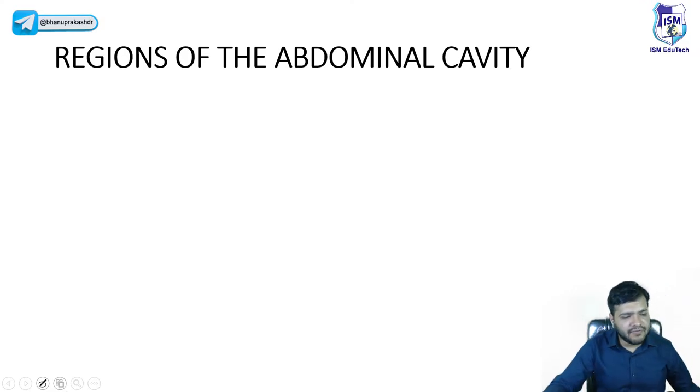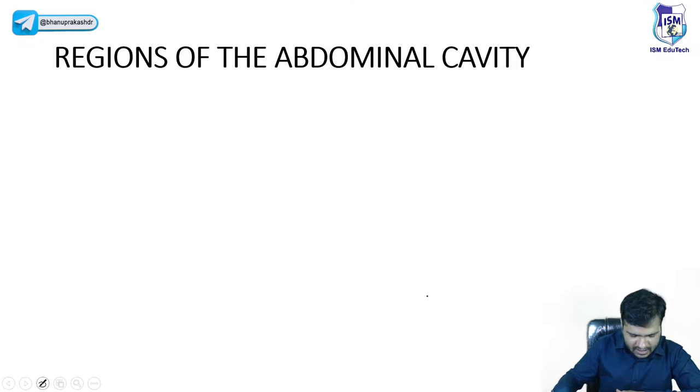Regions of the abdominal cavity. Now, regions of the abdominal cavity, we will first try to draw our diagram and then we will concentrate on the diagram that is given in the book. Now guys, remember, crystal clear.